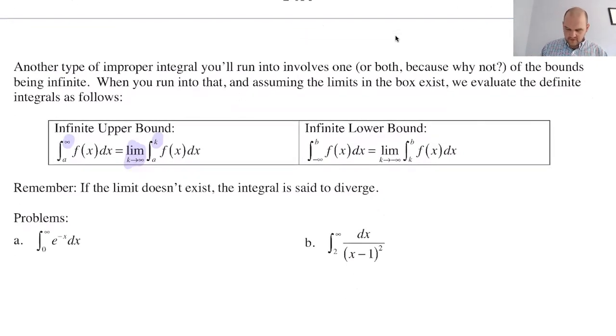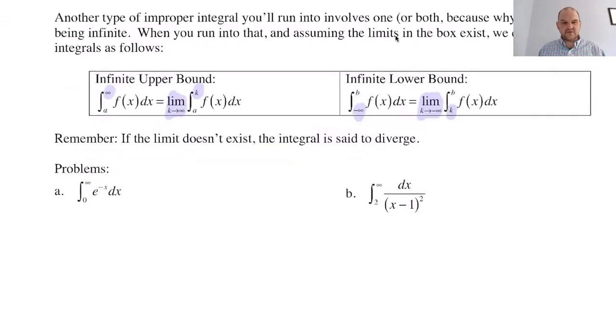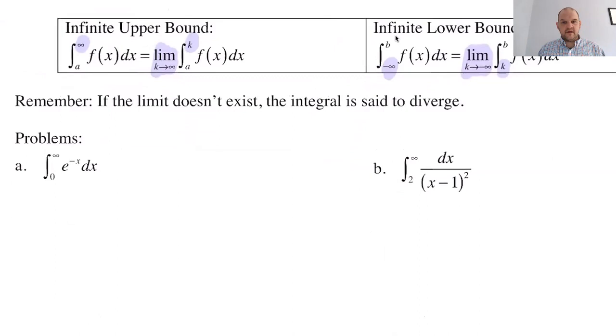Or you can have an infinite lower bound. So your problem here, you're going to take the limit as K approaches negative infinity, but I'll be using A. And then you go from there. I think that doing the problems is the best way to really see this in action. So let's do some problems.